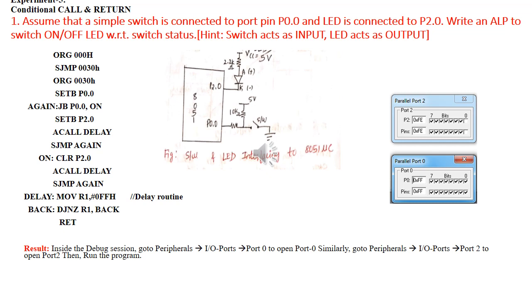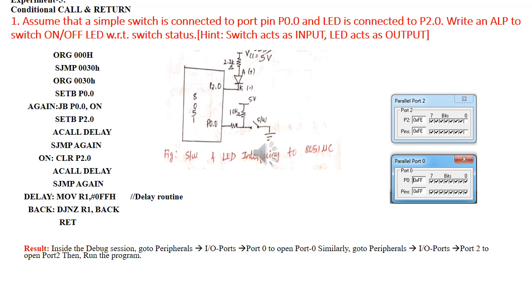In this program, you are going to see the output in port 0 along with port 2. Port 0 will act as an input port, and port 2 will act as an output port. For port 0 you are going to connect the switch, and for port 2 you are going to connect the LED. So whenever P0.0 is equal to 1, P2.0 should be equal to 0. Whenever P0.0 is equal to 0, P2.0 should be equal to 1.